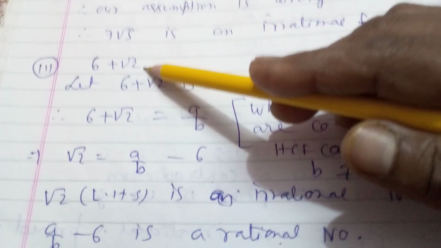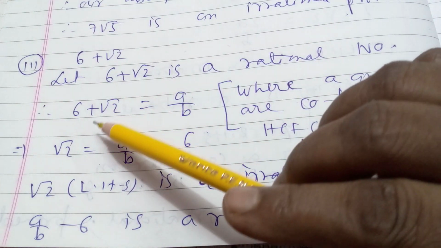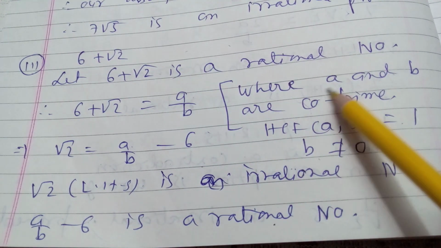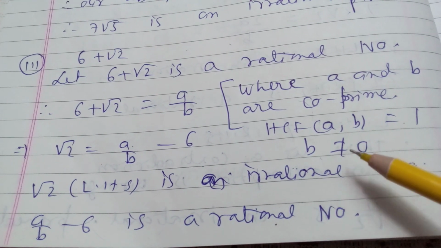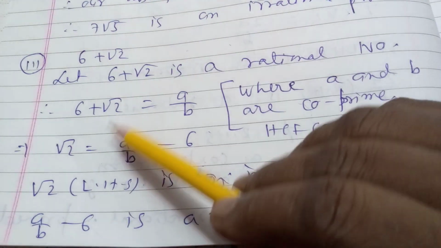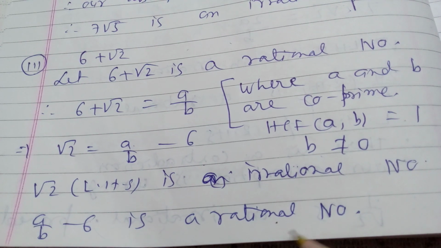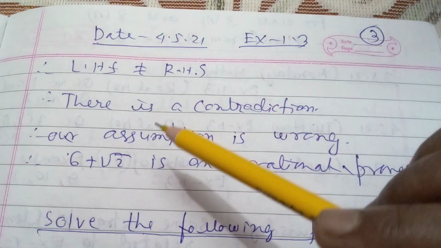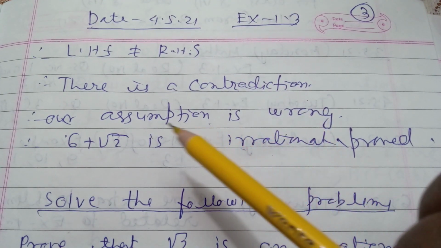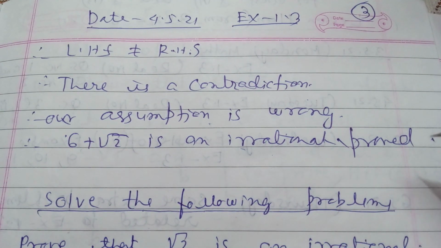Now 6 plus root 2, this is of the addition form. Let 6 plus root 2 be a rational number. So 6 plus root 2 equals a by b, where a and b are co-prime and HCF of a and b equals 1 and b not equal to 0. Now you remove 6. So root 2 equals a by b minus 6. Root 2, the left hand side, is an irrational number, but a by b minus 6, the right hand side, is a rational number. So left hand side is not equal to right hand side. So there is a contradiction. So our assumption is wrong. So 6 plus root 2 is an irrational number. Proved.